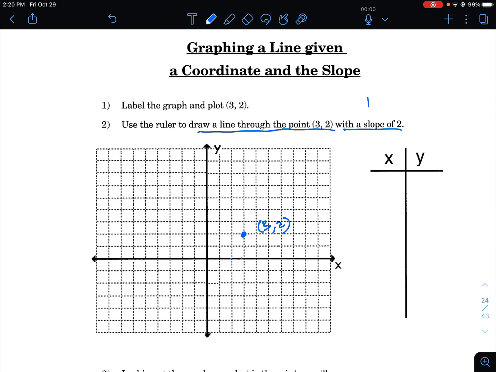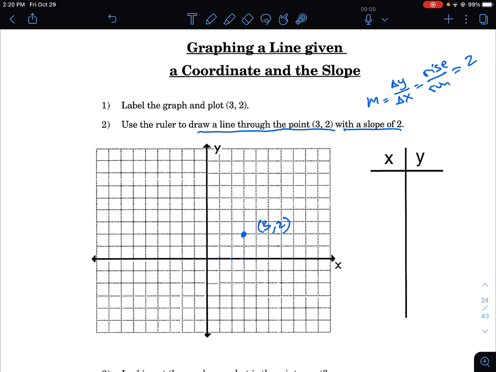Well, slope, if you remember, is the change in y over change in x, also known as rise over run, which in this case, they say is 2. Now, slope is easiest understood when you want to graph if you turn your slope into some kind of fraction.